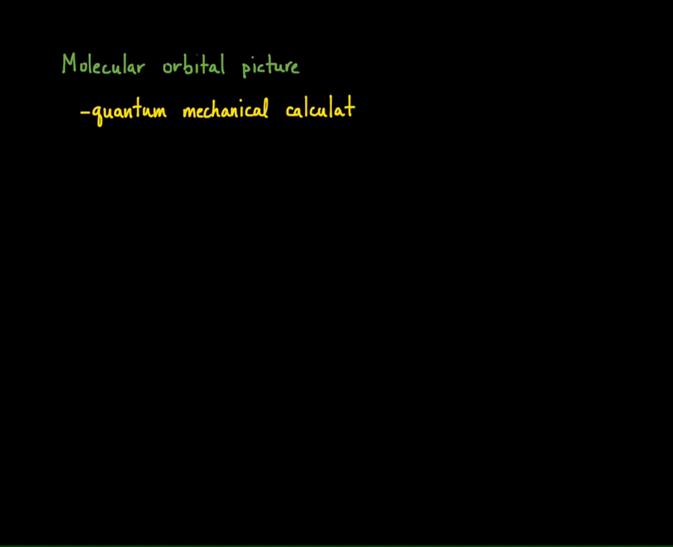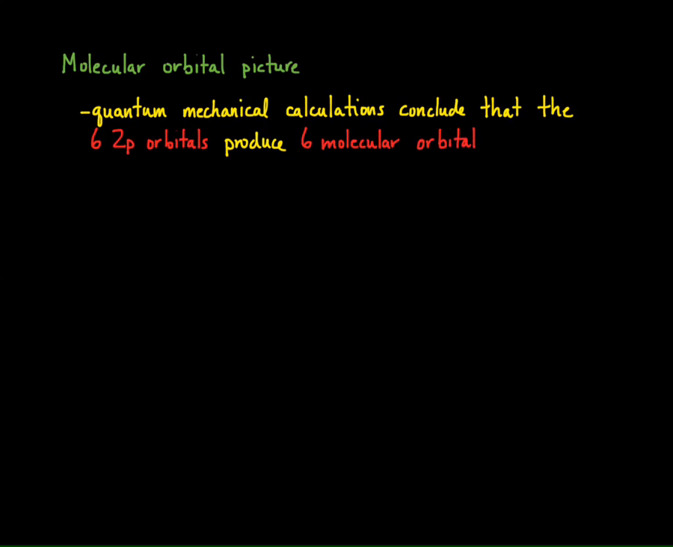If we think about the quantum mechanical calculations, which obviously we're not going to go over, they essentially tell us that the six 2p orbitals, one on each of the carbons, produce six molecular orbitals. And those six molecular orbitals occupy four different energy levels. So we're going to have two sets of orbitals that are degenerate from one another.